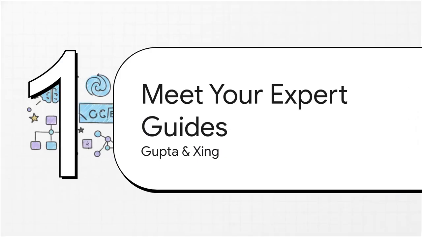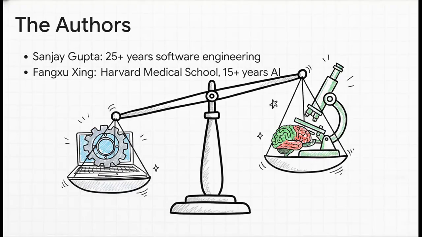Section 1. Meet your expert guides. To cross a gap this big, you really need guides who have navigated both sides of the divide. And the formidable combined credentials of these authors are exactly why this material is so incredibly practical. First, you have Sanjay Gupta, bringing over a quarter-century of hardcore software engineering and system design experience. And right beside him is Fangxu Xing, an assistant professor at Harvard Medical School with over 15 years of deep AI, computer vision, and biomedical research under his belt. Together, they bring this perfect balance, right? Harvard-level research rigor combined with decades of battle-tested software engineering.